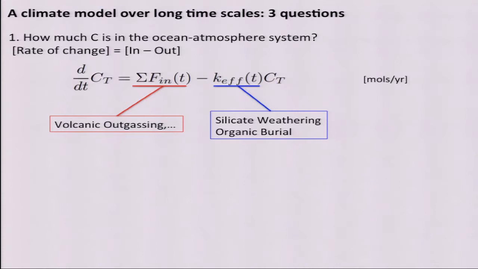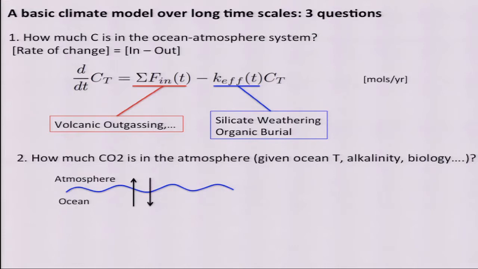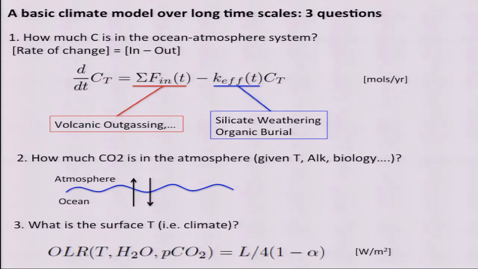The next part is how much CO2 goes into the ocean versus stays in the atmosphere. And this involves an ocean model. It's something about temperature, alkalinity, biology, and so on, to know something about how much CO2 is left there. And then finally, a radiation model: given a solar influx, how much sun is coming in, and some understanding of how much CO2 is in the atmosphere as a result of these two processes, weathering and burial, water vapor and temperature, what's the steady state surface temperature? Which is what we call climate.